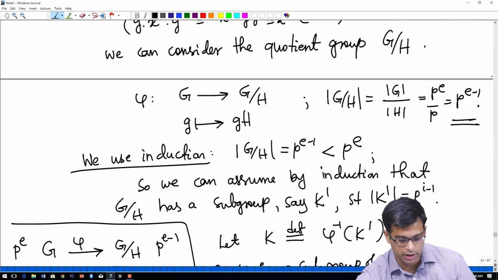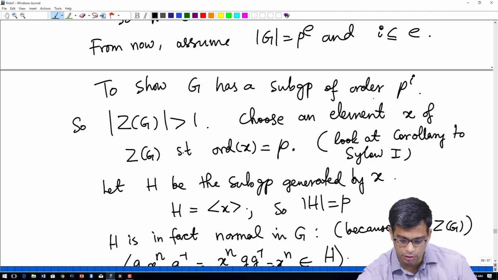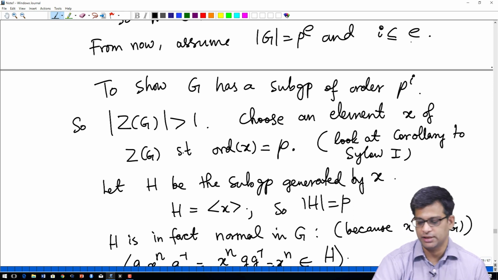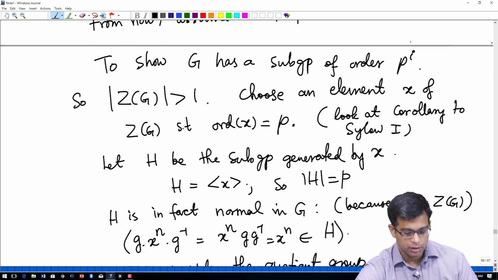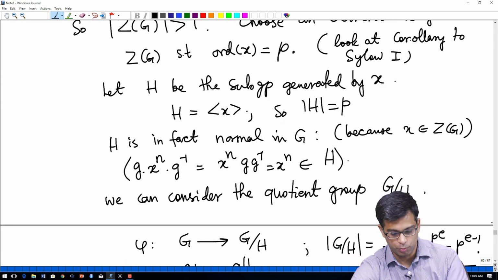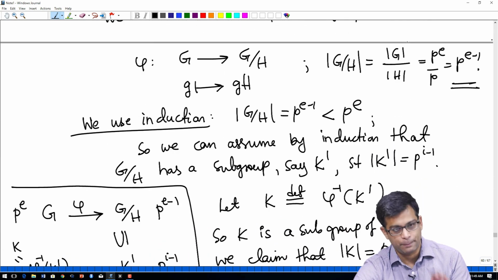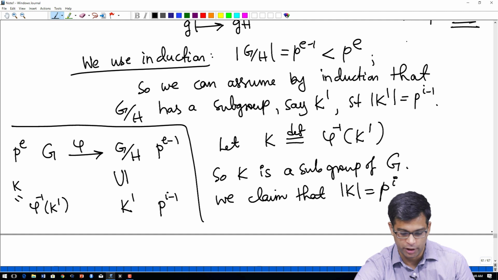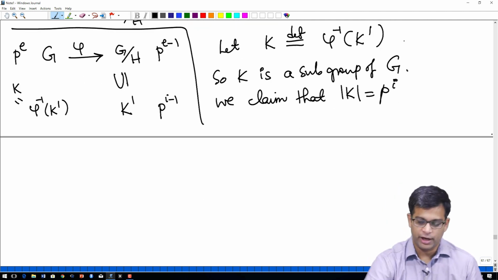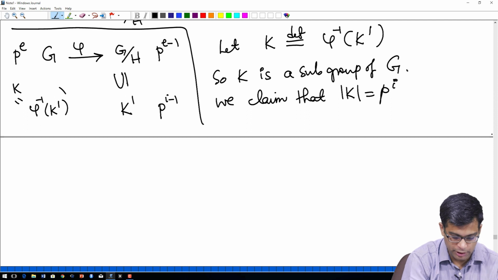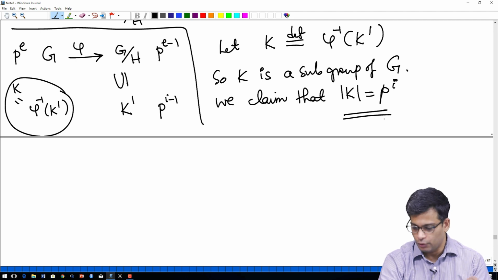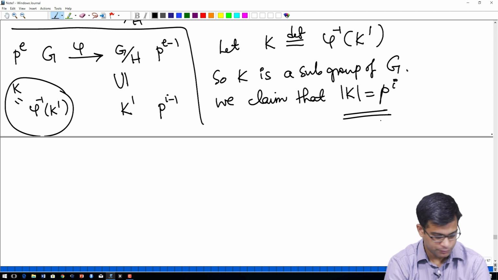Remember, our goal is to construct, given that G has order p power e and i is less than or equal to e, a subgroup of G of order p power i. We use induction and go to a smaller group, which is G mod H, and apply induction to guarantee that there is a K prime, a subgroup of G mod H, which has order p power i minus 1, and I am simply taking the inverse image. K will be the inverse image. So, it is a subgroup, that is trivial. We want to show that in fact its order is p power i. Why is that? This is very easy now.